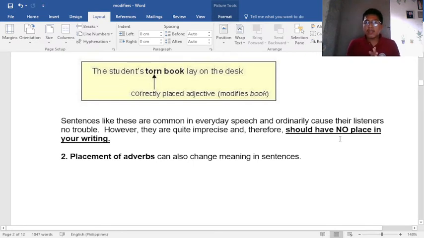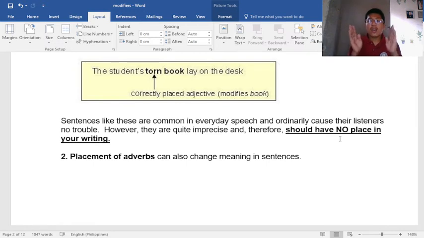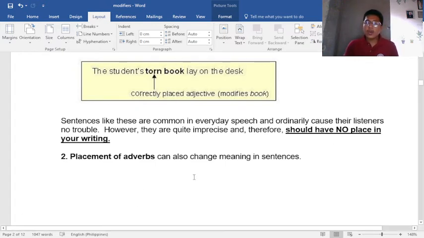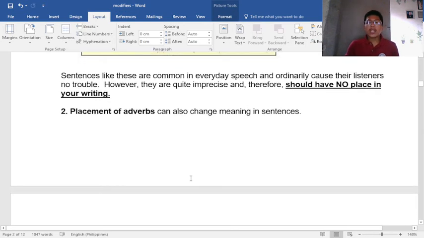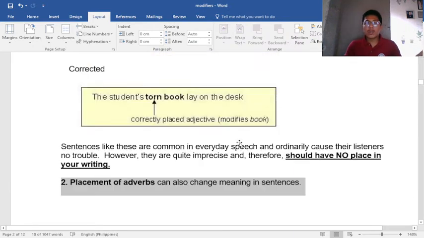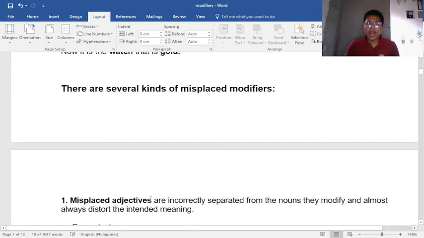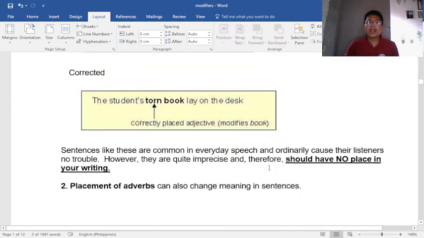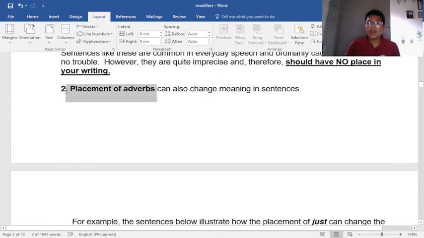In writing a certain statement or anything that we're going to write, let's always consider the proper placing of the modifier or the adjective in a certain statement, because if we do not place it correctly, it would cause ambiguity, or the listeners or the readers would find it unclear and ambiguous. Next, we have the placement of adverbs. Placement of adverbs can also change meaning in sentences. The first one we have discussed earlier was about the misplaced adjective. Now let's discuss the placement of the adverb.